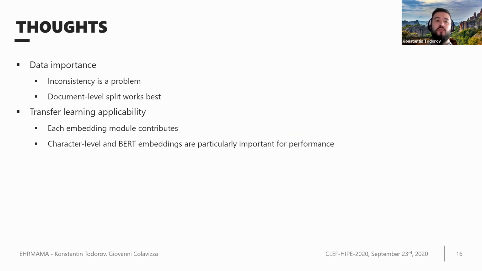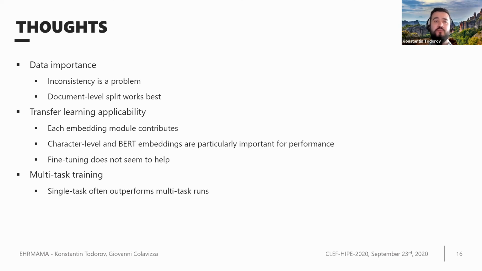However, we see that the character level and BERT in particular were the most important, providing the highest benefits. On the other hand, the fine-tuning of BERT did not prove to be helpful most often. And finally, for the multitask approach, we saw that often single task runs outperform multitask runs. However, after tracking it, we saw that this required roughly 2.5 times more time on average. So it has pros and cons, basically the multitasking versus the single task.